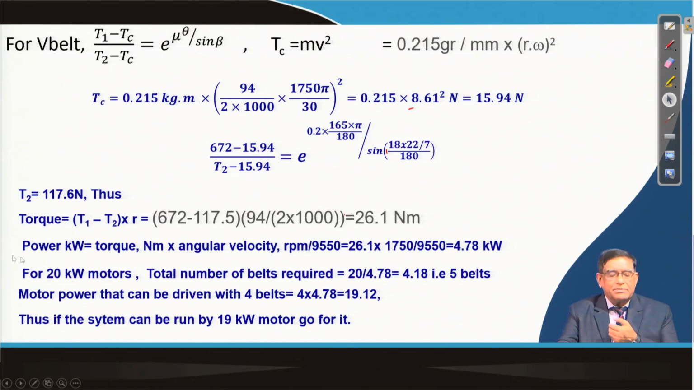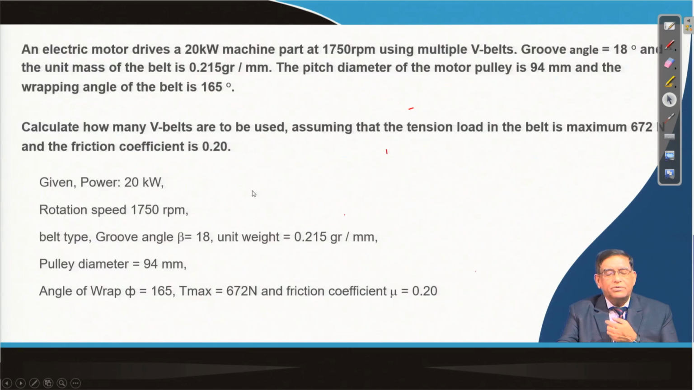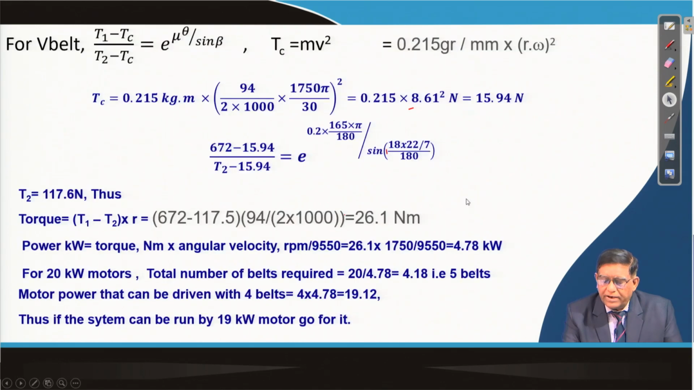Then what is the power required? Power is torque into the angular velocity. In this case, the RPM is given for the angular velocity. So, if you use this formula for power, you can easily calculate the number of belts required. In the problem it was given to calculate how many V belts are needed, exactly as in a V belt drive, as you may find here.